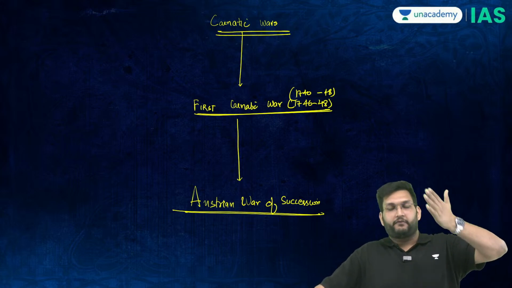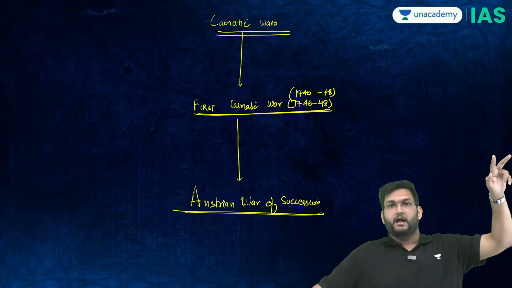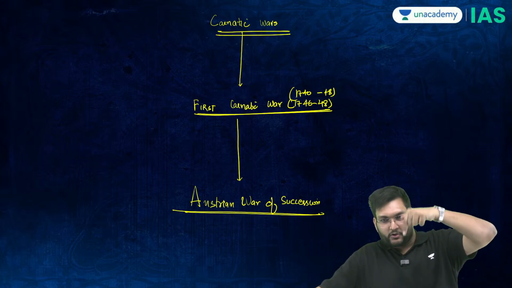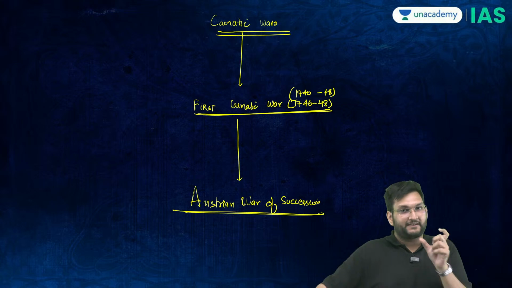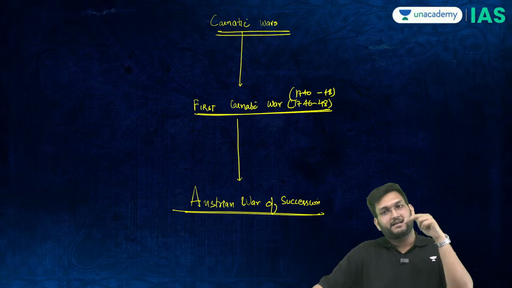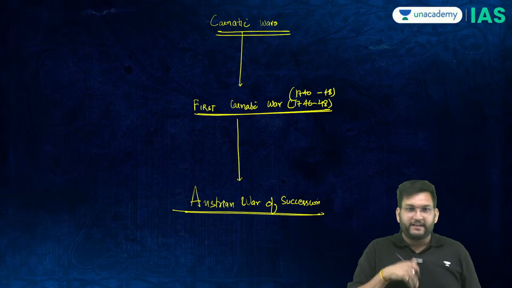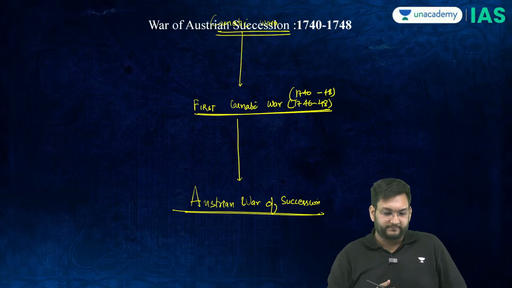And this is where First Carnatic and Third Carnatic happen because of reasons in Europe, and Second Carnatic happens because of reasons in India itself. And this is a very interesting way in which you can remember it also. First and Third Europe, second because of internal civil war. Now I need to qualify what is this Austrian War of Succession.